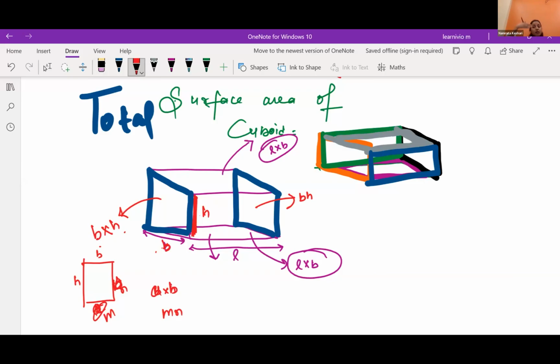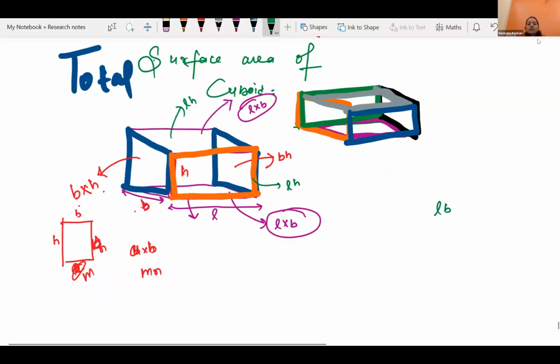Now the front rectangle and the back rectangle. The front one, if I highlight it, you can see here length is involved and height is involved. Can you see it? Yes, ma'am. Length is involved and height is involved. At the back also length and height. So from here only the formula came. Length into breadth, then one more length into breadth.